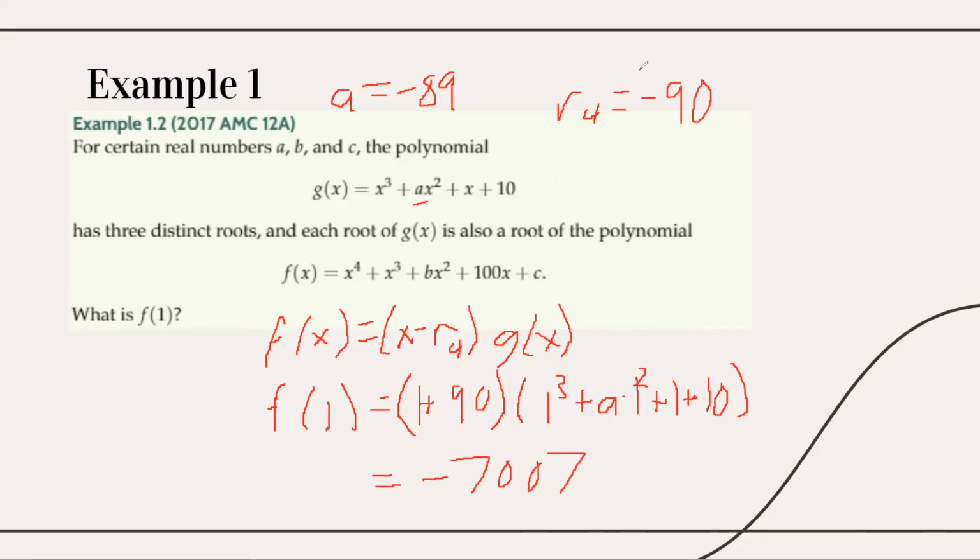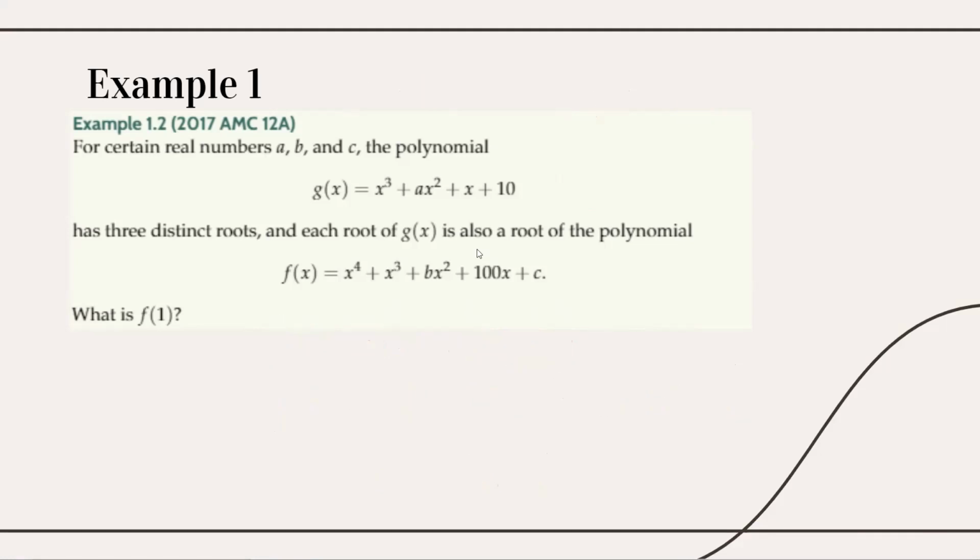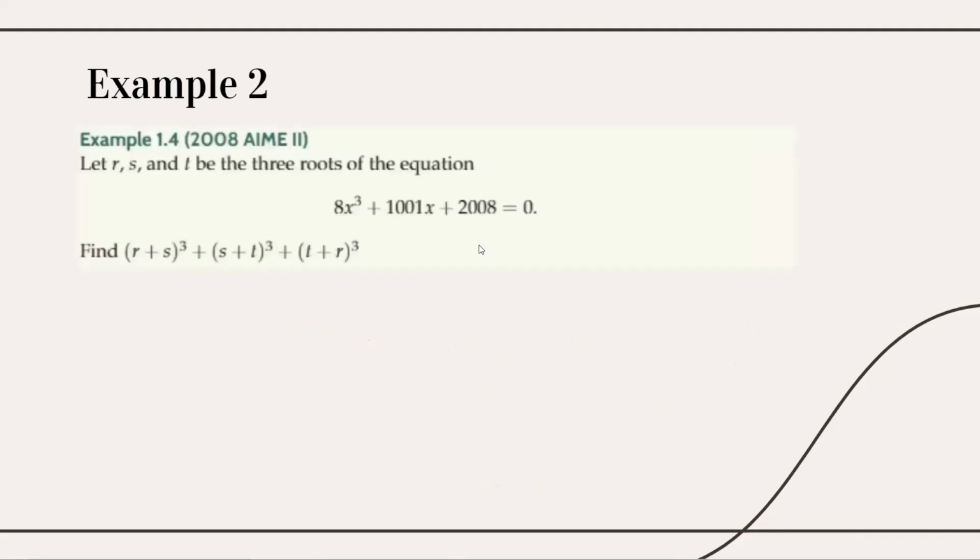So that is it for this problem. So let's see a second example from the 2008 AMC 12, right? Once again, if we look at the question, we'll notice that the first thing is we're given information about these coefficients. In fact, we know all of the coefficients and we want information about the roots. So that is usually a sign to use Vieta's.